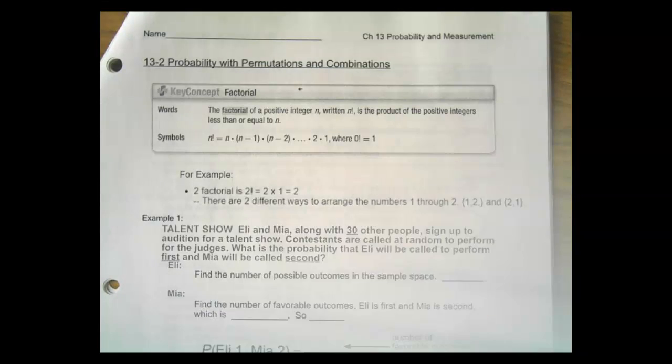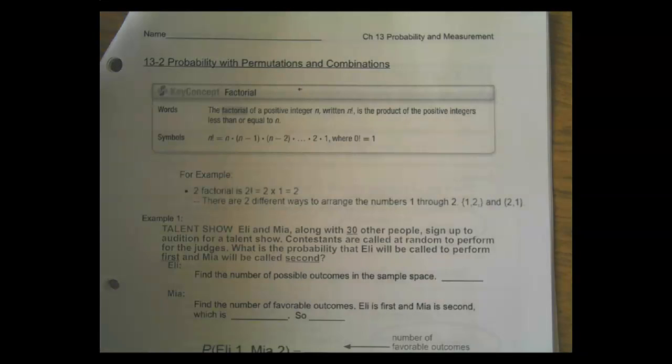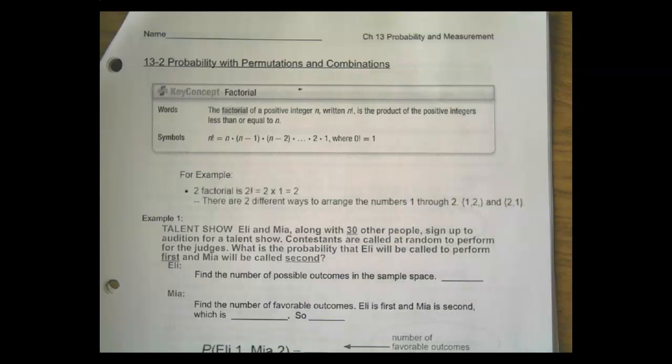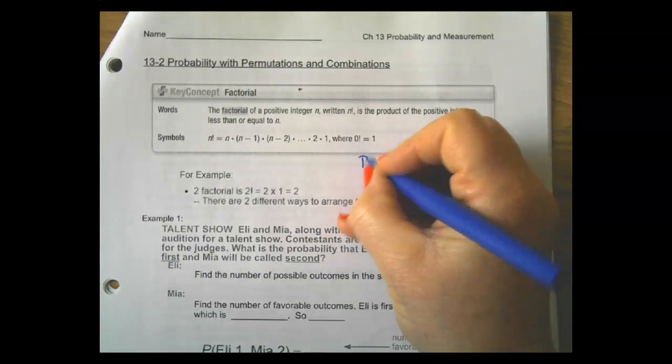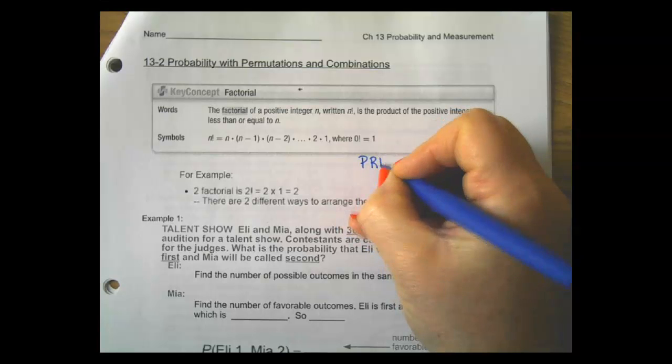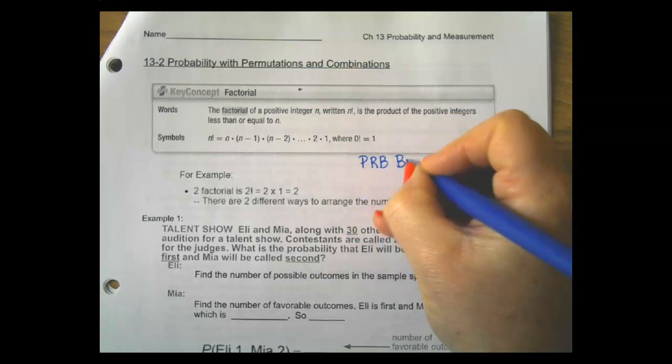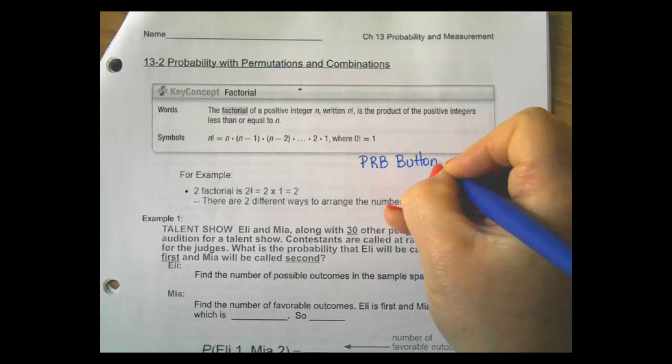Good morning. So this next has to do with probability and permutations and combinations. You'll definitely need your calculators. We're going to be using the PRB button on your calculator, and I'll show you how that works in a minute.